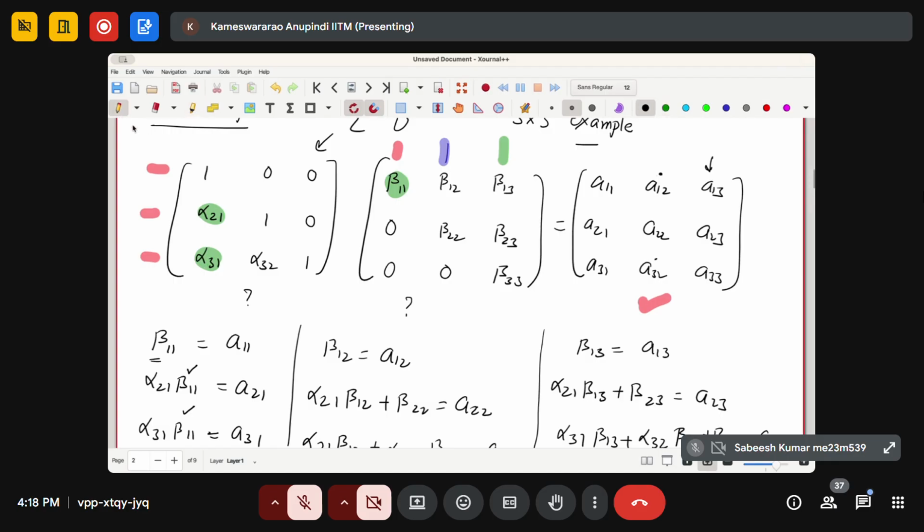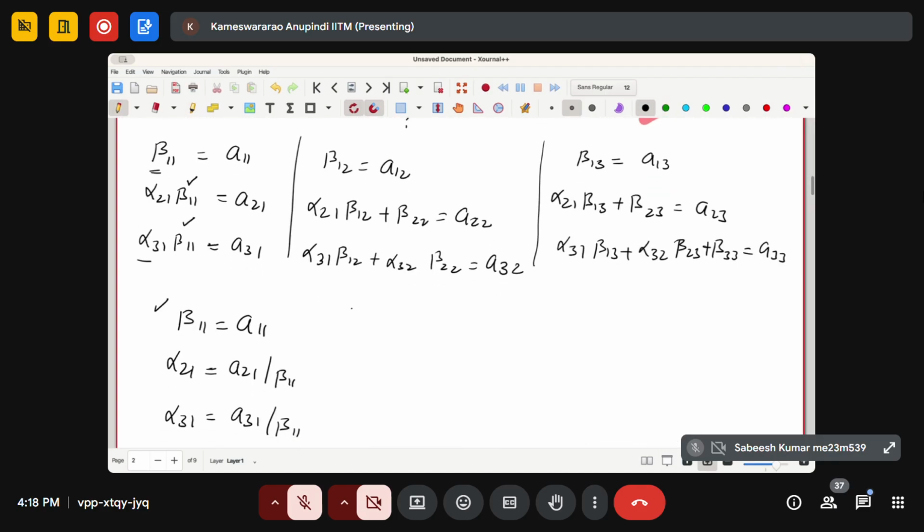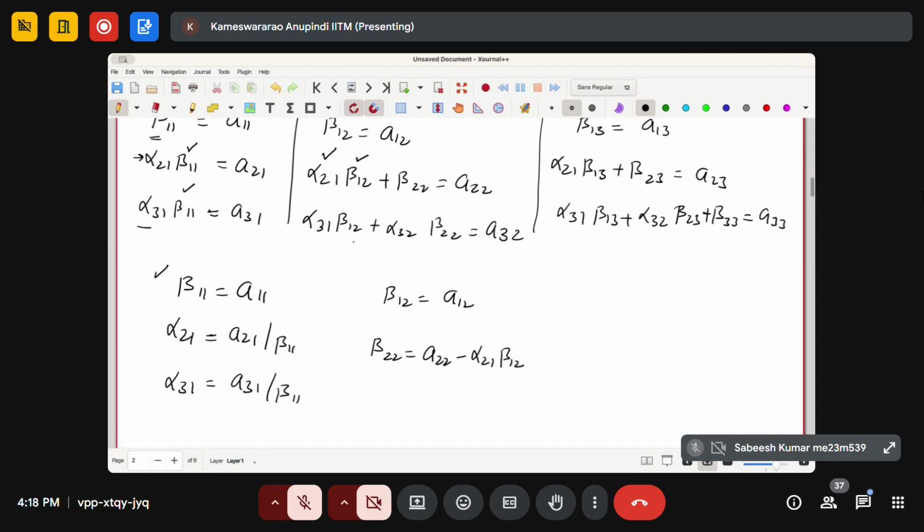These are already calculated. Then let me go to the second column values. Here I know directly that beta 12 equals A12. I have also calculated alpha 21 in the previous column, so I know this value. So I can calculate beta 22 from here as A22 minus alpha 21 beta 12, right? I have already calculated beta 12, alpha 31, and beta 22 in the step above.